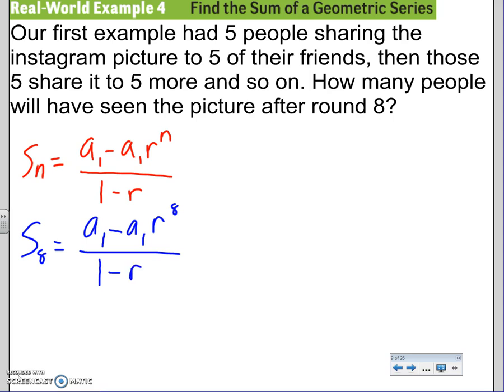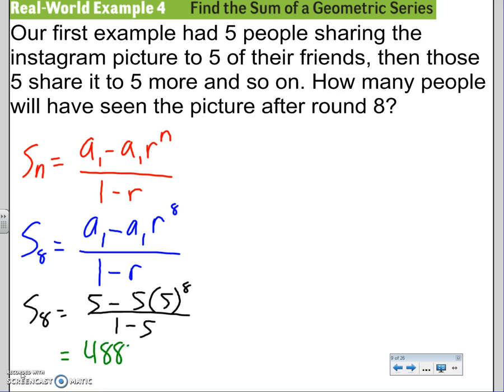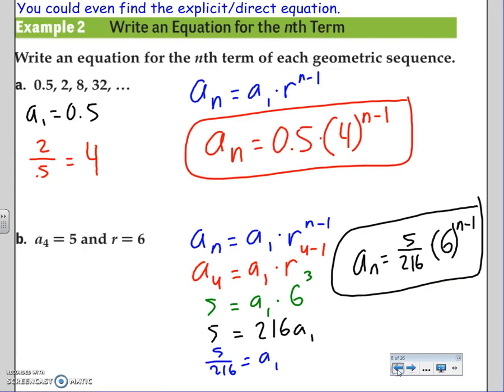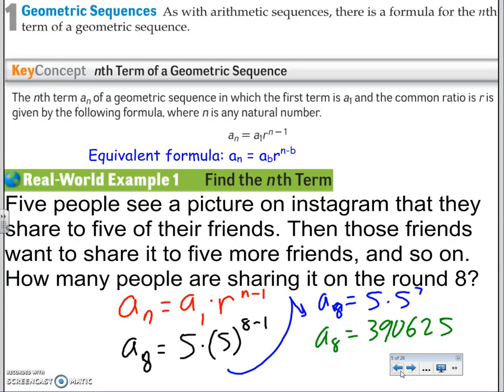Well, let's fill in the numbers. a sub 1 is 5. So it is 5 minus 5 times r, they shared to 5 people, to the 8th power, over 1 minus 5. And that gets us 488,280 people. Alright, so 488,000 people see the picture. If we went back to our original example, remember 390,000 were sharing it at the very end. So those 390,000 from the last round, and the other 90-ish thousand come from the previous rounds.